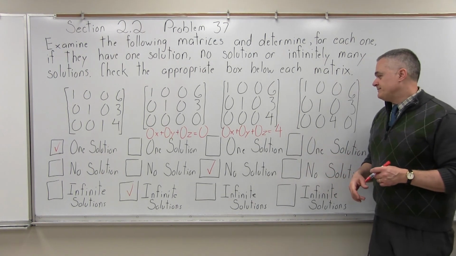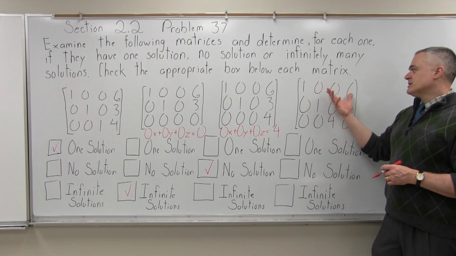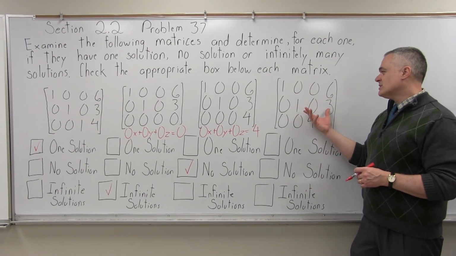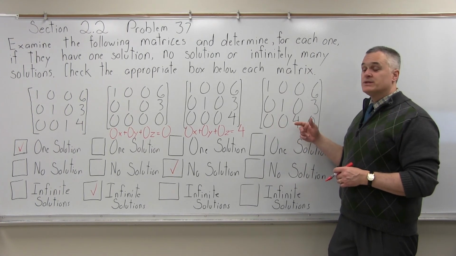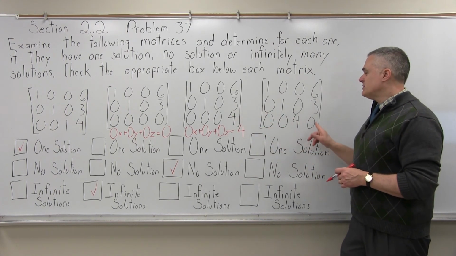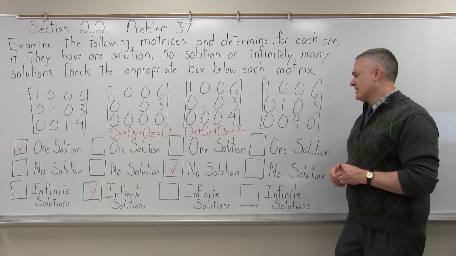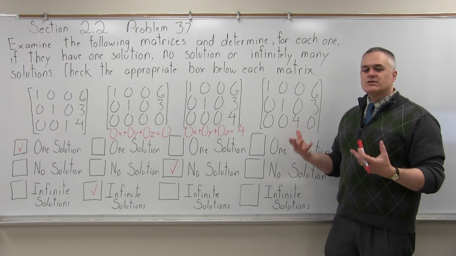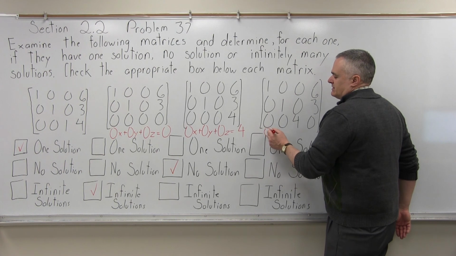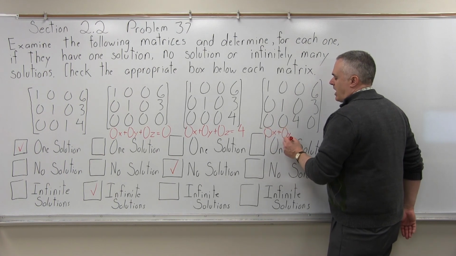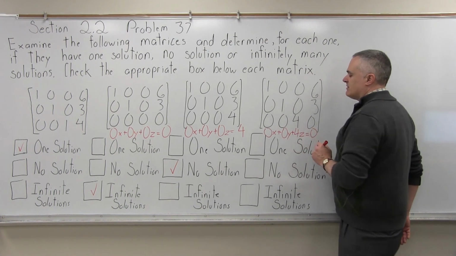The next one looks almost the same. Again, the top row is the same, 1, 0, 0, 6. The second row is the same, 0, 1, 0, 3. The bottom row changed a little bit, 0, 0, 4, 0. The 4 and the 0 interchange positions. Does that change the answer? It does change the answer. Well, again, if you're not sure, ask yourself, what equation does this represent? 0x plus 0y plus 4z equals 0.